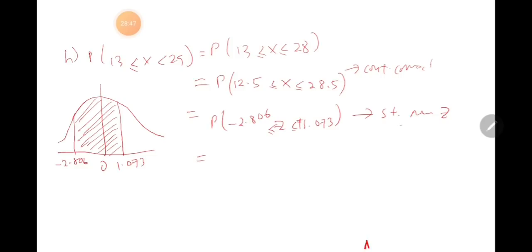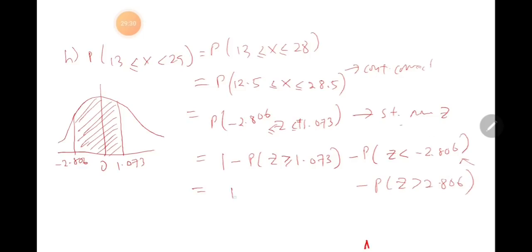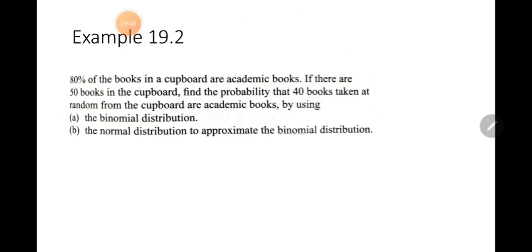Okay, so what you can do is that all the probability you subtract P(Z greater or equal than 1.073), and you subtract again P(Z less than negative 2.806). But this one again, if you want to use the statistical table, you have to put in Z greater, but you know that this is a symmetric distribution, so whatever Z less than negative 2.806 will be the same as P(Z greater than 2.806). Okay, symmetric, so this is the same thing, then 1.073. So later you will get your answer as 0.85522. Okay, so that's how you use the normal to approximate the binomial distribution.